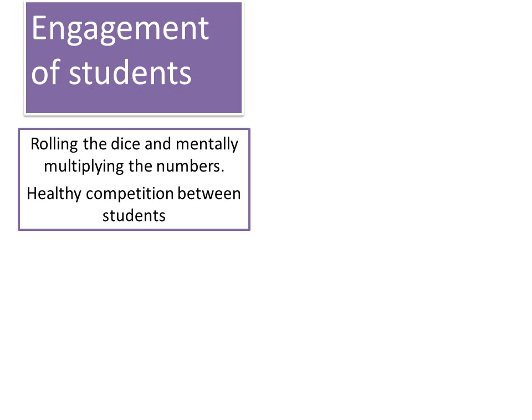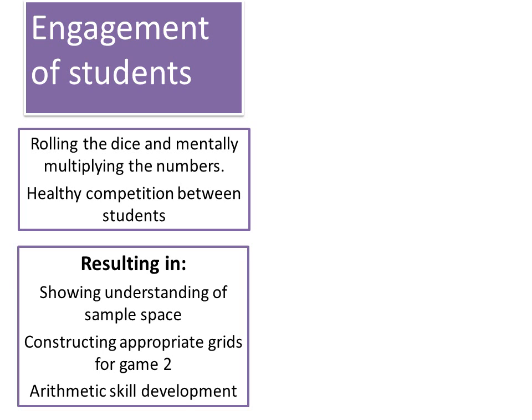Students are engaged in this activity by rolling the dice, mentally multiplying together the numbers shown on the dice, and participating in healthy competition with their peers. Benefits from this student engagement include students learning about sample space and constructing appropriate grids for the second game. Multiplying the numbers together will also develop student arithmetic skills.